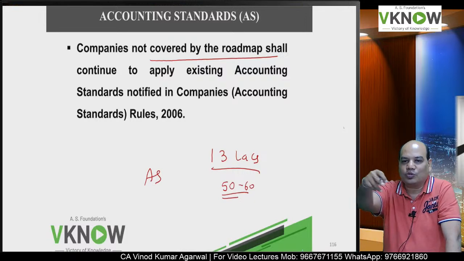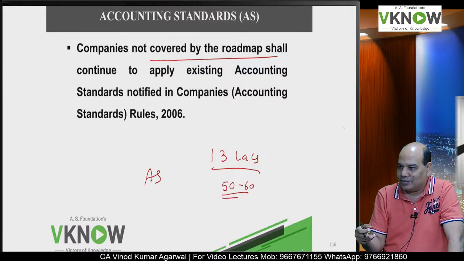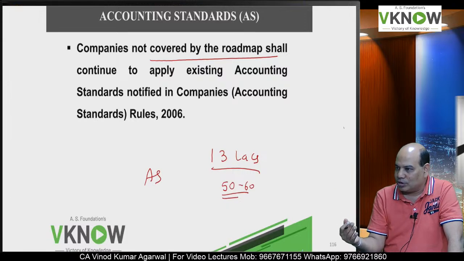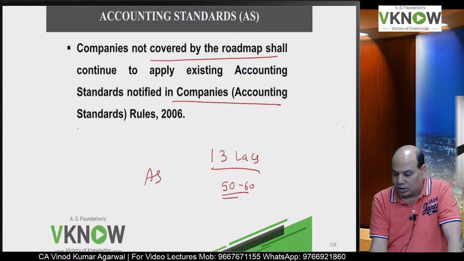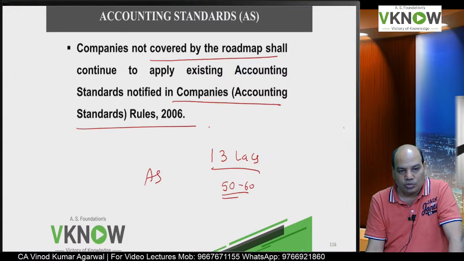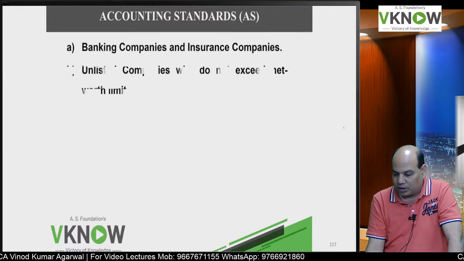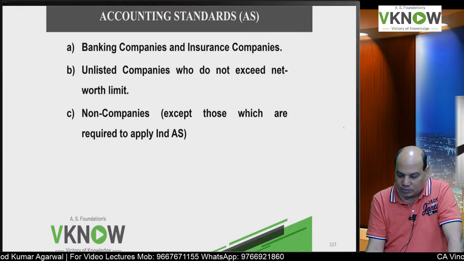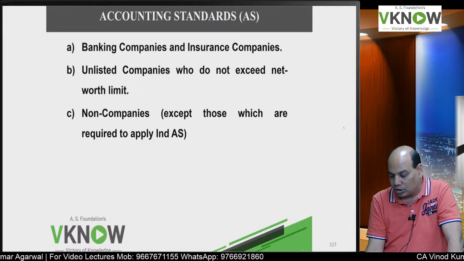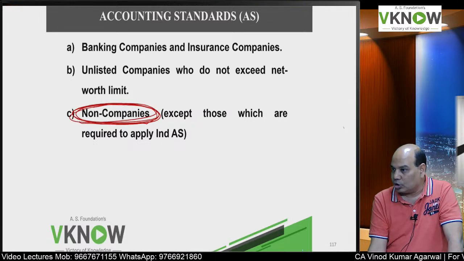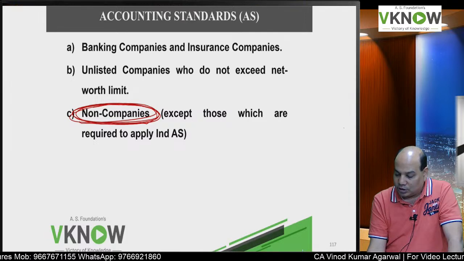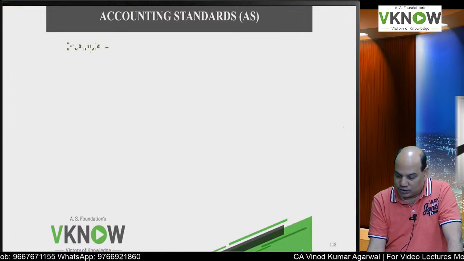In your offices there are so many private companies, am I right? And their net worth is less than 250 crore. Which standard do you apply? Accounting standard. So they will continue to follow accounting standard notified under Rule 2006. So banking company, insurance company, unlisted company with net worth below 250 crore, and non-companies, meaning partnership, LLP, individual, cooperative society, NGO, they are still going to apply accounting standard.